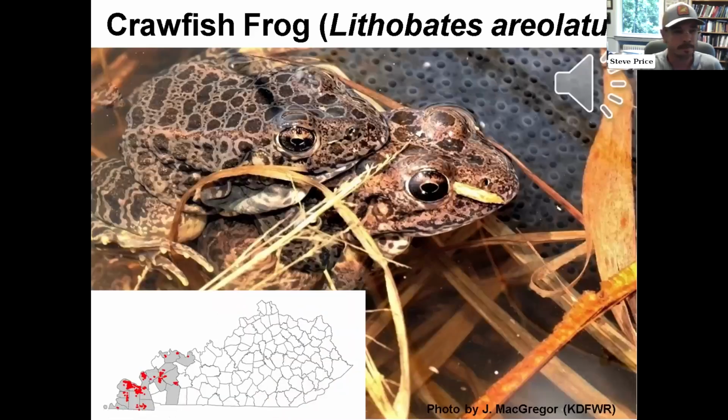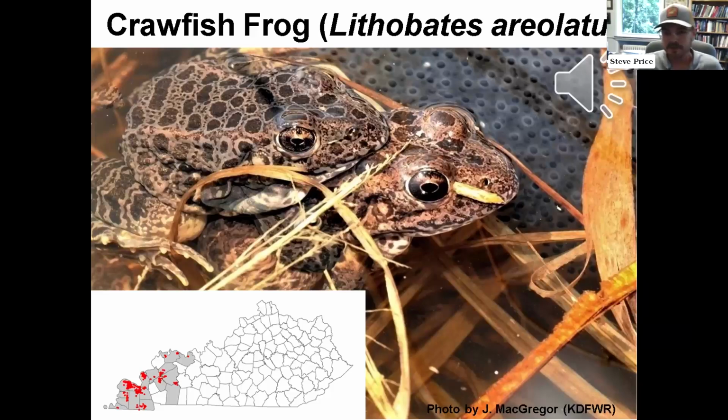So pretty exciting. If you ever hear one of those out in the field, it's a very interesting call to hear. I want to bring up this other frog that probably most of you haven't seen here in Kentucky, but it's a really unique frog called the crawfish frog. This species is considered a species of greatest conservation need in Kentucky, because it's associated with some of our remnant prairie habitats.